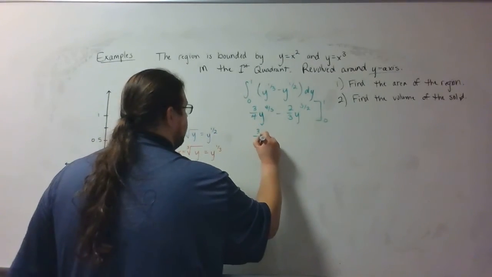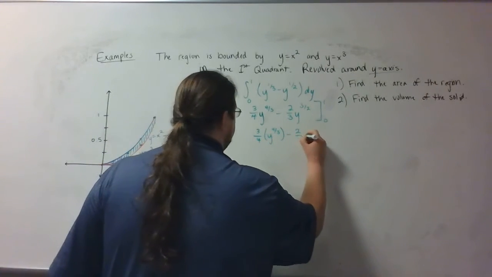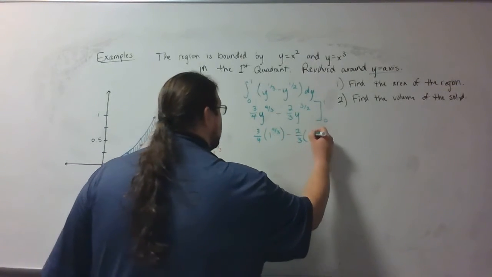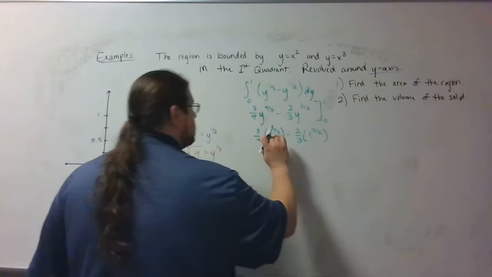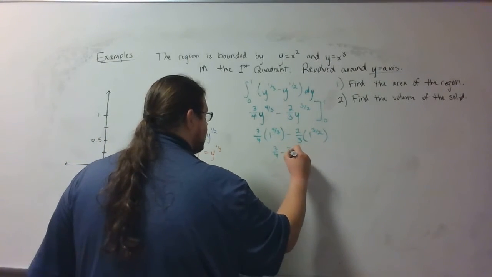So 3/4 of y to the 4/3 minus 2/3 times, whoop, I should plug in a 1. Silly Mr. Harold. 1 to the 3/2, okay? So that's just going to be 1. I'm going to end up with 3/4 minus 2/3.